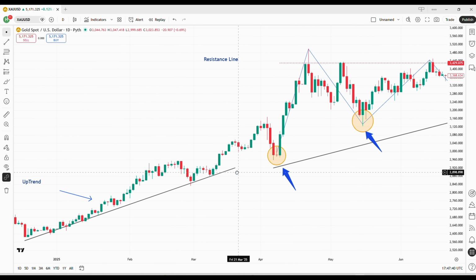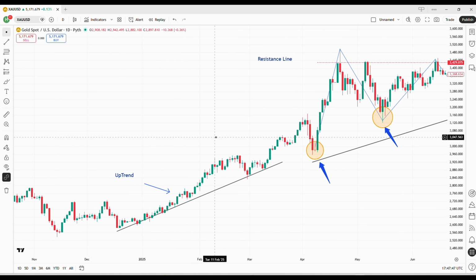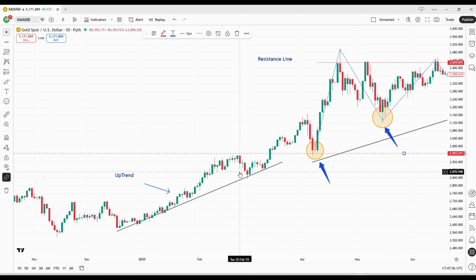Pause. Rule number 2. You need at least 2 to 4 contractions. The first pullback may be larger, the next one smaller, then smaller again. The percentage decline from high to low should decrease. That is measurable. That is objective.